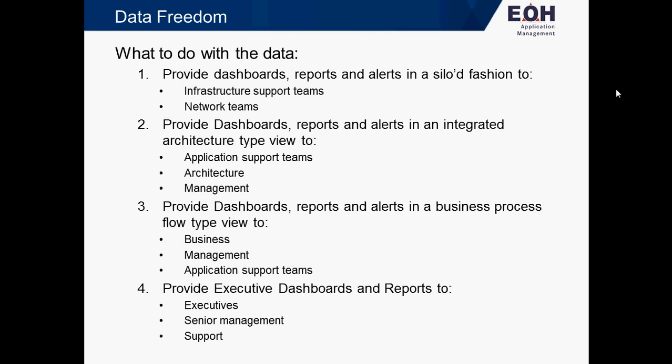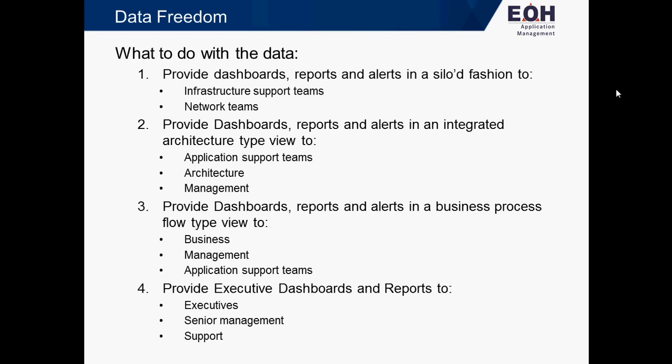The second tier really is providing an integrated application type view that you can provide to application support teams, architecture and management. So how do different systems make use of one another and integrate with one another to provide a business service? Then we need to provide a business process flow type view to business management and application support teams. So what are the systems that are traversed when a transaction is done from a business process perspective in order to realize this transaction on a high level, so that we can understand if a customer is affected by poor performance, in which area do we have to start looking.